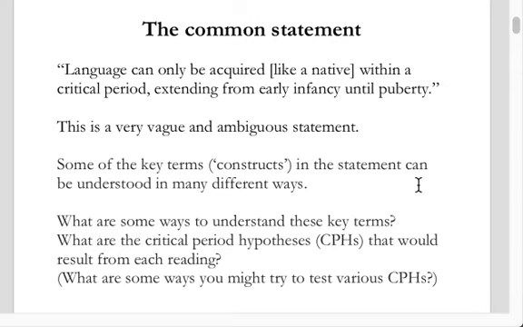The statement, language can only be acquired like a native within a critical period extending from early infancy until puberty, doesn't come with a decoding mechanism to translate what the intent is behind that statement. So each one of these possibilities is going to have a variety of implications for how we might test critical period hypotheses and for what we might conclude from the results of those tests. And we're going to see that playing out more so in the second language acquisition area, a little bit less so in the first language acquisition area.